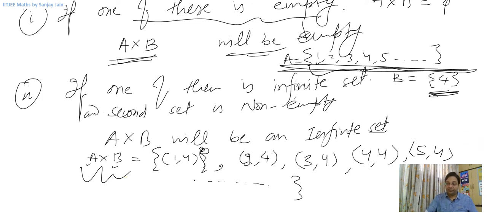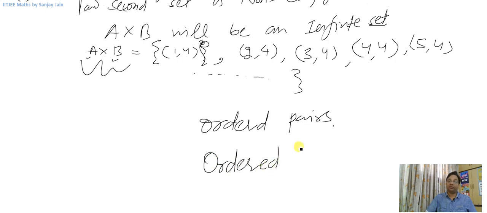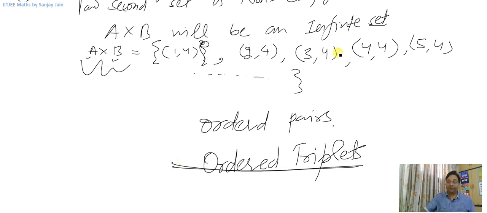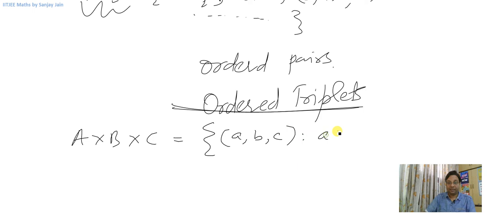And one more thing. Like we said ordered pairs, we can also talk about ordered triplets. For example, if we take the Cartesian product of three sets A, B and C, as a result we get this triplet (a, b, c) such that a belongs to A, b belongs to B and c belongs to C.